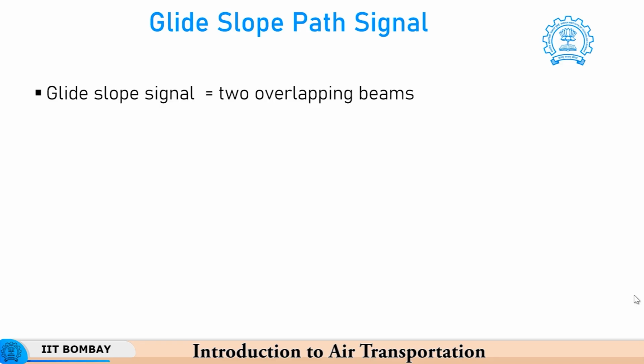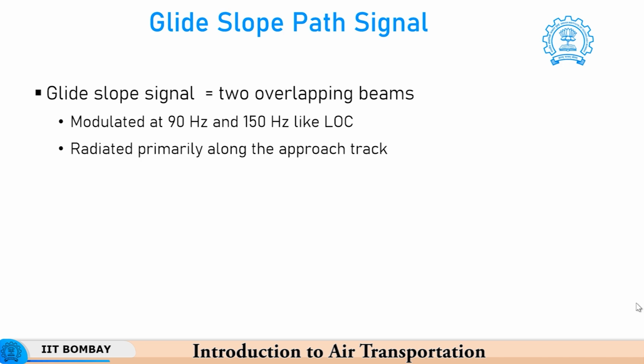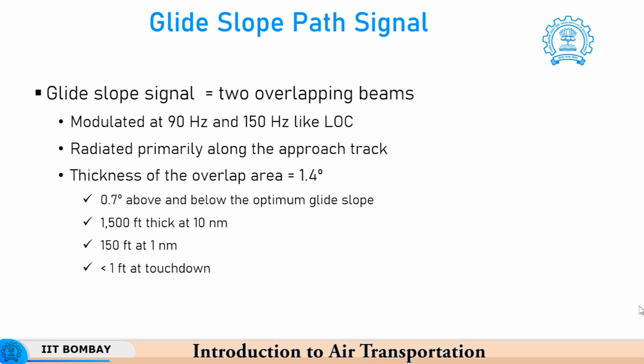So, the glide slope path signal, like that of the localizer, consists of two overlapping beams. Again they are modulated at 90 and 150 hertz like the localizer. They are radiated primarily along the approach track where the aircraft comes in, and the thickness of the overlap area will be 1.4 degrees. So, this will be just about 0.7 degrees above the optimum glide slope, but as you go far away they will become thicker because of the radiation.